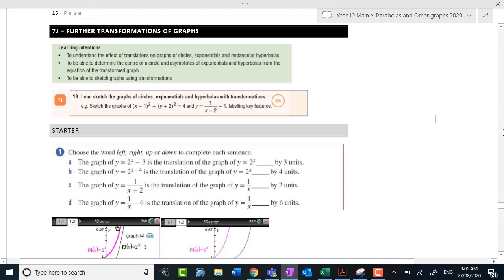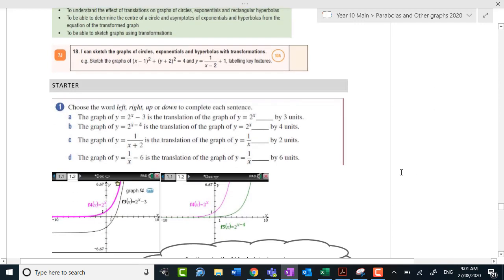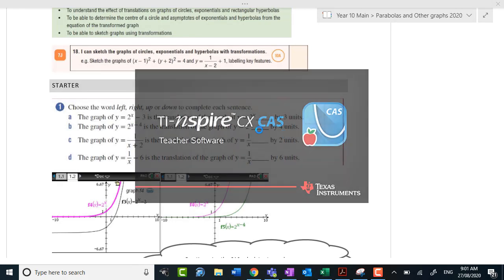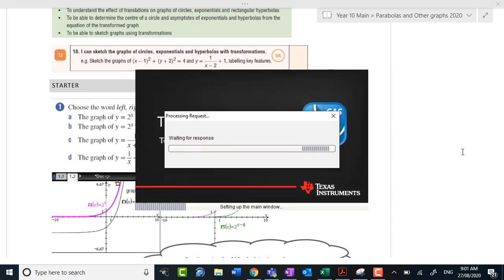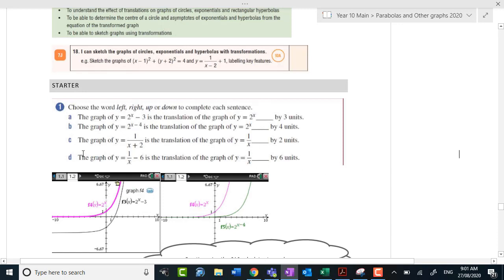So what we're going to do is, first of all, you can see here there's graphs of 2 to the x minus 3 and 2 to the x minus 4 as a power. And all of these things affect the graph. And before we do that, let's go to your CAS calculator, and I'll open that up. And what we'll do is we're going to go through some of these. So let's, for example, start with this one here.